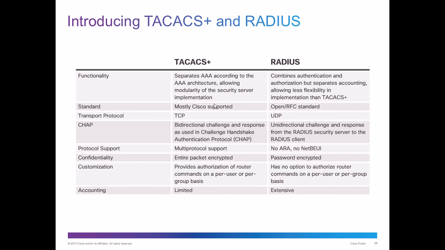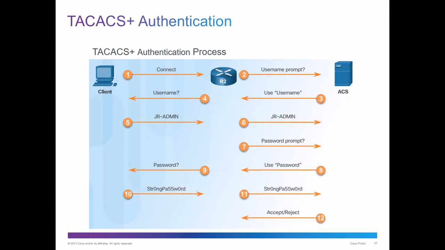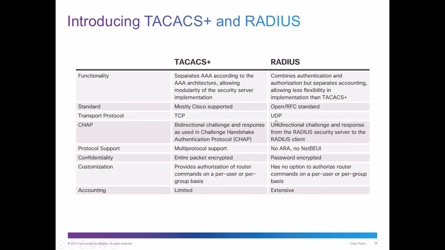Again, as for the standard, TACACS Plus is a Cisco-specified protocol. Radius is really an open system; anybody can use it. The information being sent back and forth between TACACS and the user uses the Transmission Control Protocol, which is more controlled, connection oriented, and reliable. Oops, I'm sorry, let me go back. But Radius uses UDP, which is connectionless and unreliable, if you remember all of that.